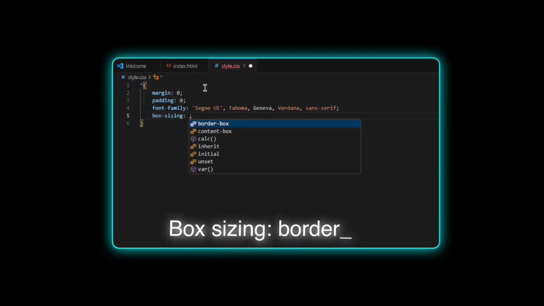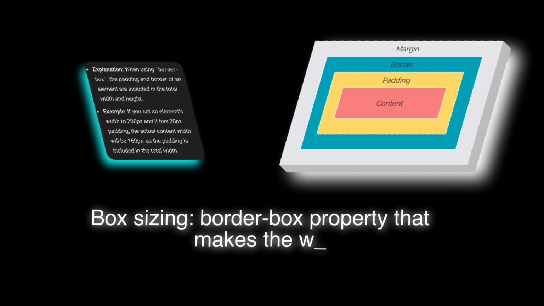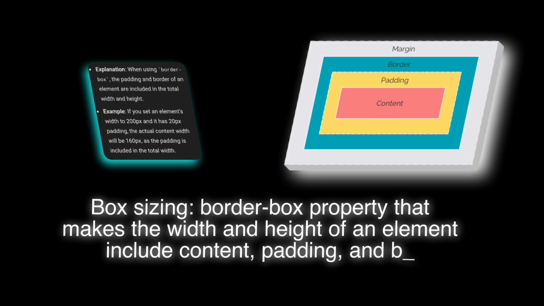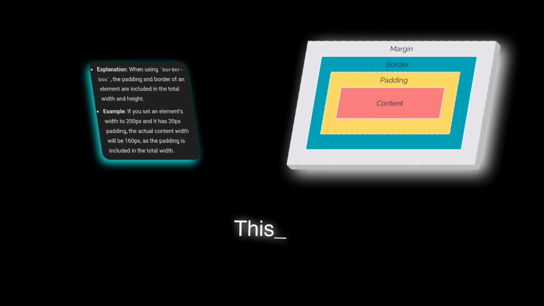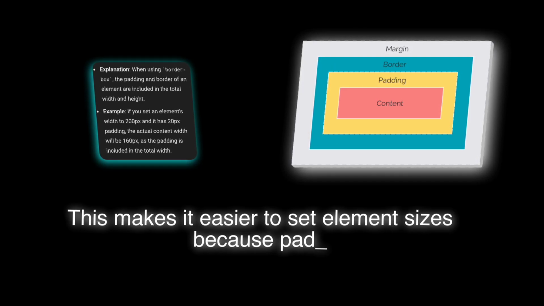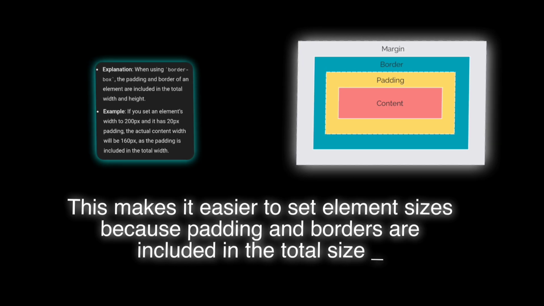Box-sizing border-box is a property that makes the width and height of an element include content, padding and border. This makes it easier to set element size because padding and borders are included in the total size set.